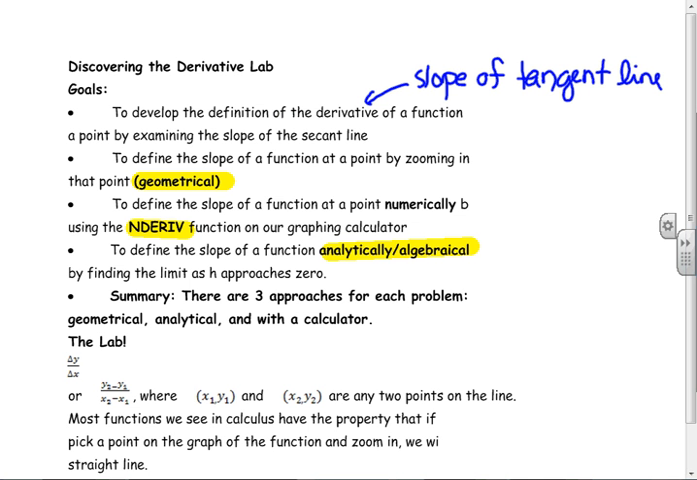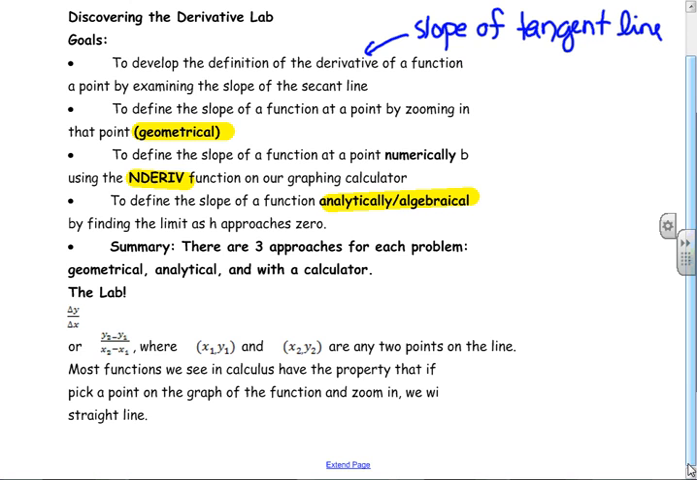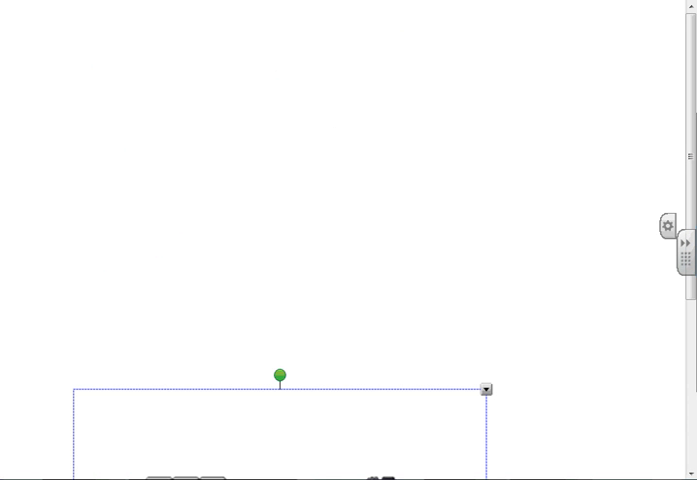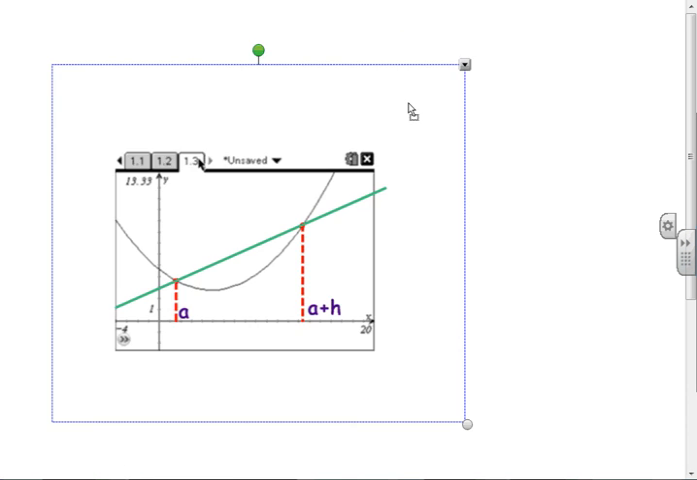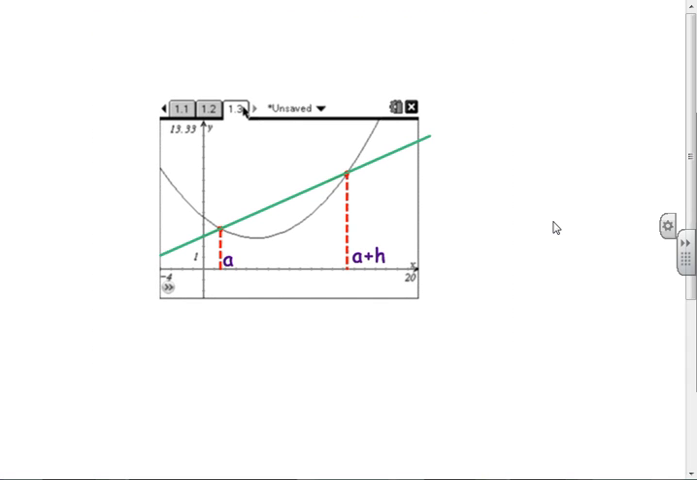Okay, so let's go back and see where we're at. We have slope, and we're going to zoom in. And there's my graph. And do you remember that this is called the secant line? Just like on a circle. So we need to know that. So hopefully now you can check that off on the other side that you know that.